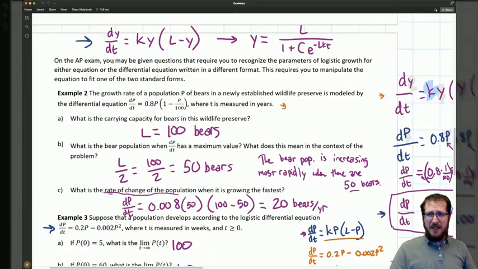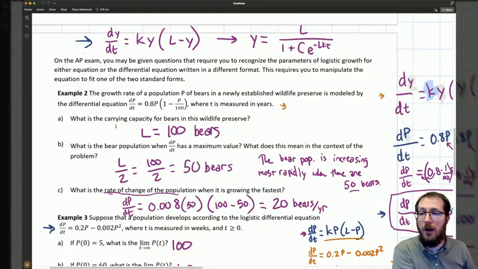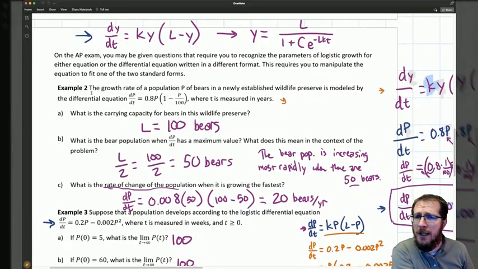It says on the AP exam, you may be given questions that require you to recognize the parameters of logistic growth for either equation or the differential equation written in a different format. This requires you to manipulate the equation to fit one of the two standard forms. Think about going back to quadratics, where you've got standard form, vertex form, and factored form. There are different forms of this equation. We're going to want it to be in one of the two that we've already looked at, okay? The differential or the function y as a function of t. So let's look at a couple of these.